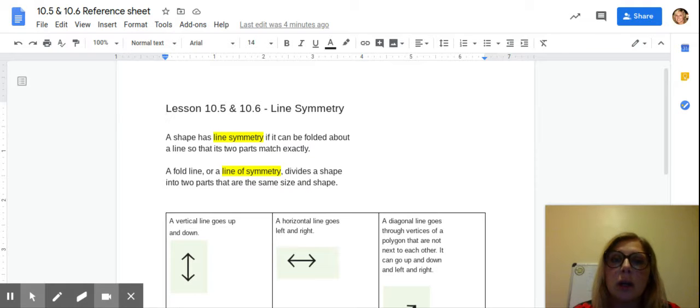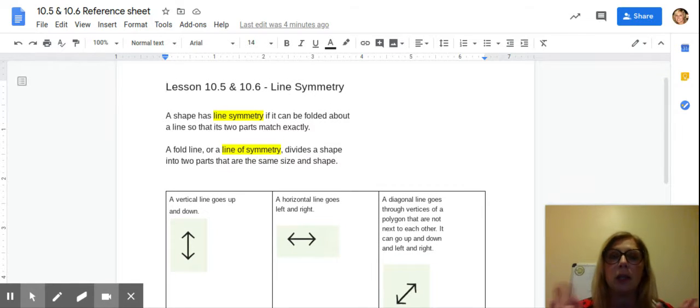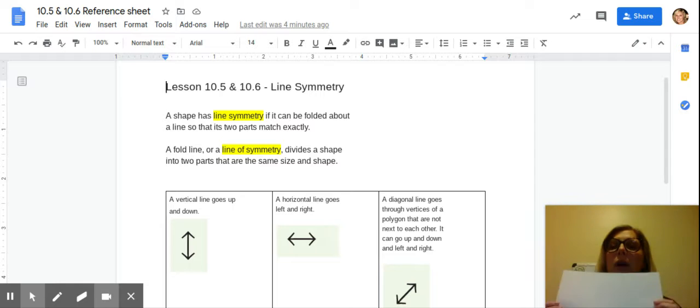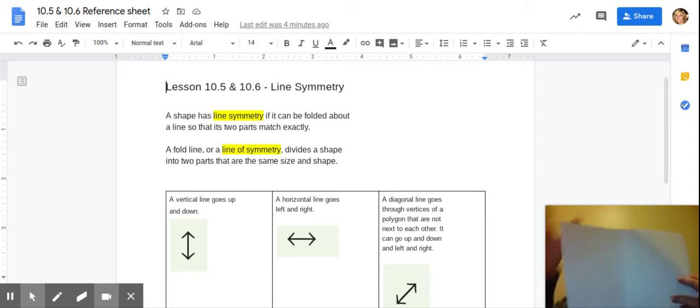Okay, so a shape has a line of symmetry if it can be folded about a line and each part is exactly the same. So if I folded a piece of paper in half, this line, this fold, is a line of symmetry because there is the same amount on both sides.